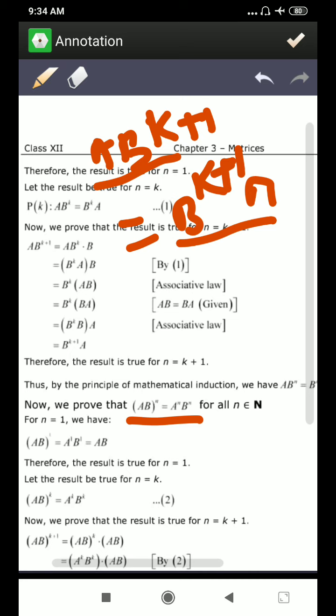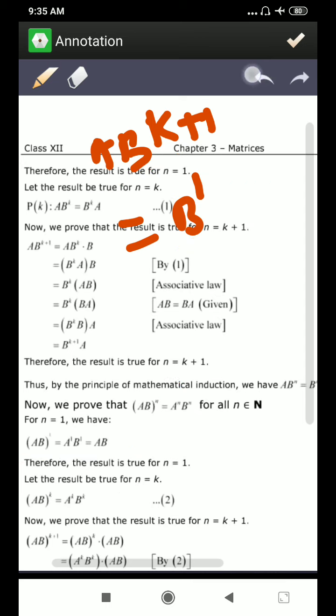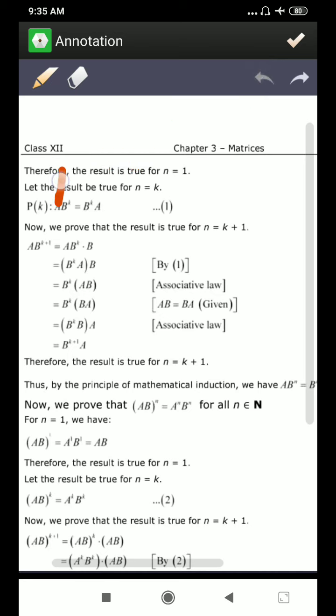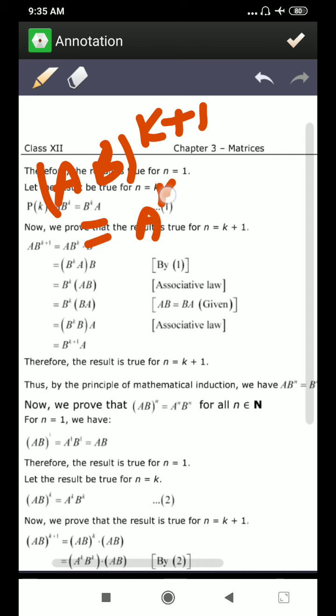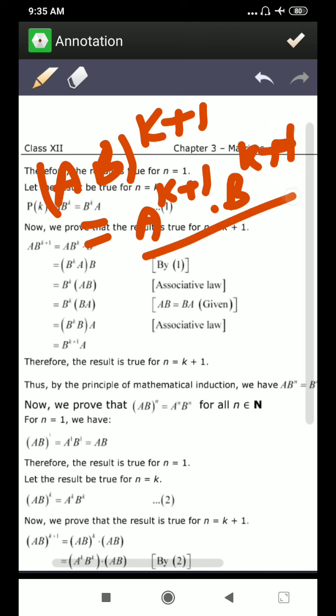So we know that for n equal to 1, AB raised to power 1 equals A^1 into B^1, that is AB. Which is true. Let Pk be true. So on both sides you put n equal to k. Now you have to prove Pk plus 1. First I will tell you what Pk plus 1 will be. In this, Pk plus 1 will be AB raised to power k plus 1. You have to prove it is equal to A raised to power k plus 1 into B raised to power k plus 1. That you have to prove. So we'll start with this.